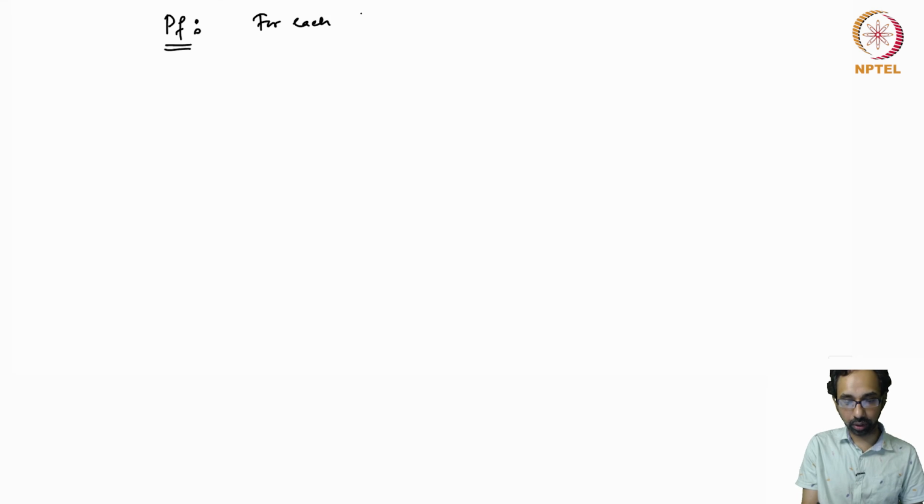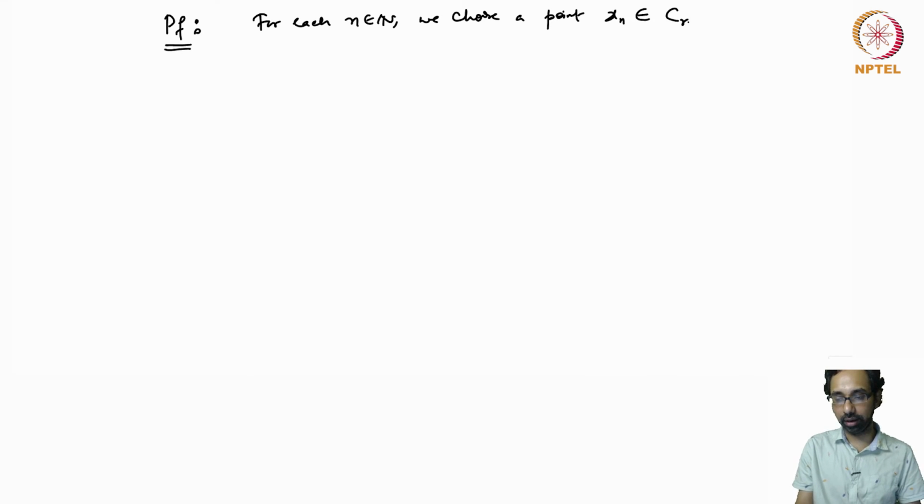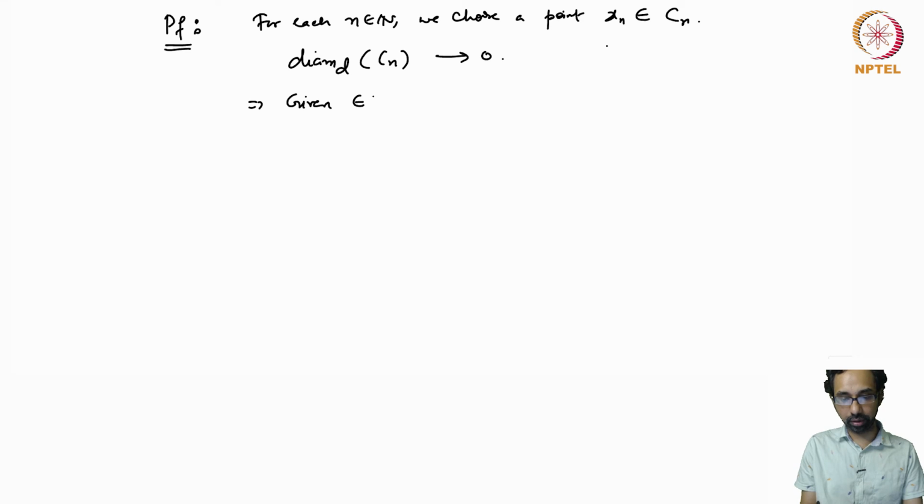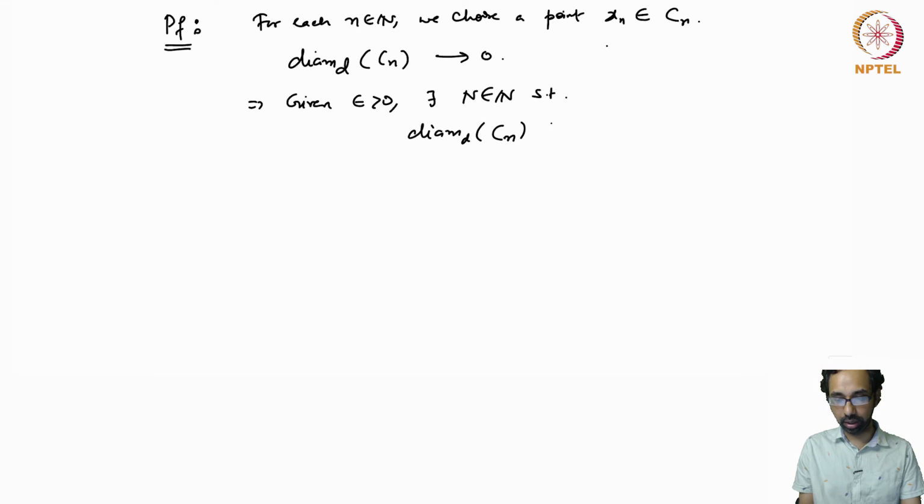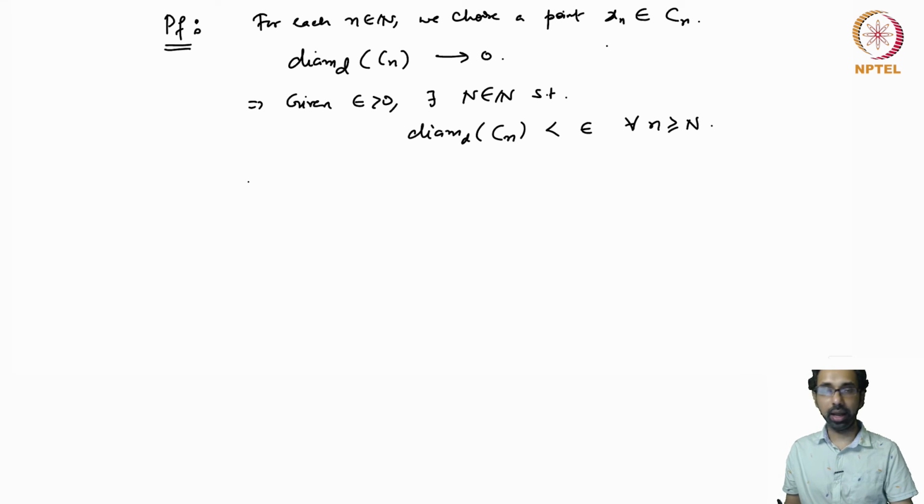So we choose, for each n, a point xn belonging to Cn. Now we use the fact that the diameters of this Cn converges to 0. So this means that given any epsilon greater than 0, there exists a number capital N such that the diameter d of Cn is less than epsilon for all n greater than or equal to this capital N.